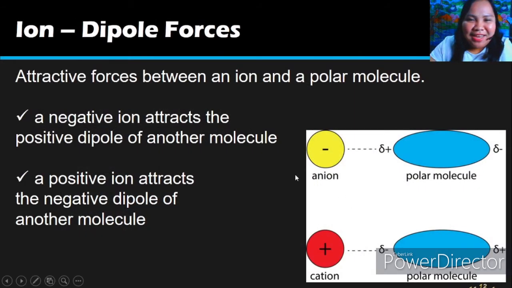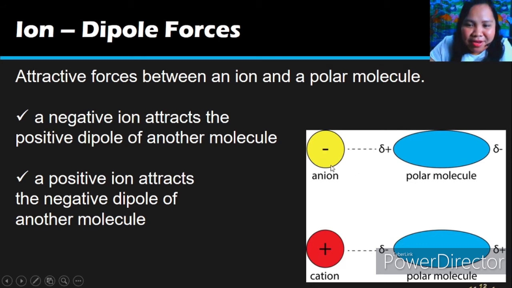Okay, let's proceed. So the next one is the ion dipole force, or the attractive forces between an ion and a polar molecule. So I have here an example. We have an ion, a negatively charged ion is attracted to the positive end of the polar molecule. And then I have here a cation that is positive and attracted to the negative end of a polar molecule. So that is how the attraction works.